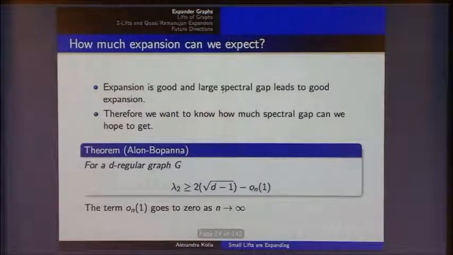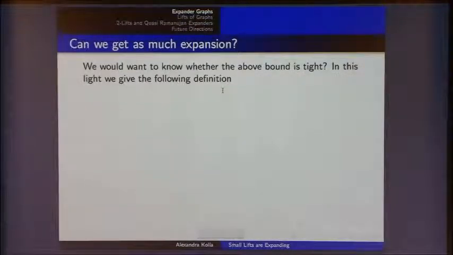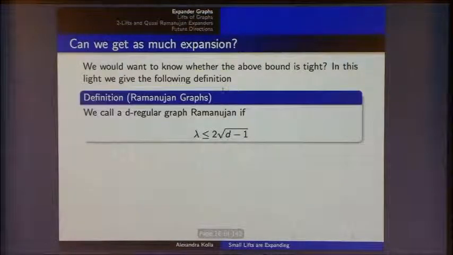Well, there is a theorem by Alon and Boppana, a very well established theorem, that says that unfortunately, no matter how much I try, for any d-regular graph, I cannot get lambda 2 to be any smaller than 2 root (d minus 1) minus some little o(1) that goes to 0 as n goes to infinity. So this is as good as it gets. This is how much I can hope for. And the question now becomes, is that something that's achievable? In that light, let's define a d-regular graph Ramanujan if this is achievable, if lambda is less than or equal to 2 root (d minus 1).